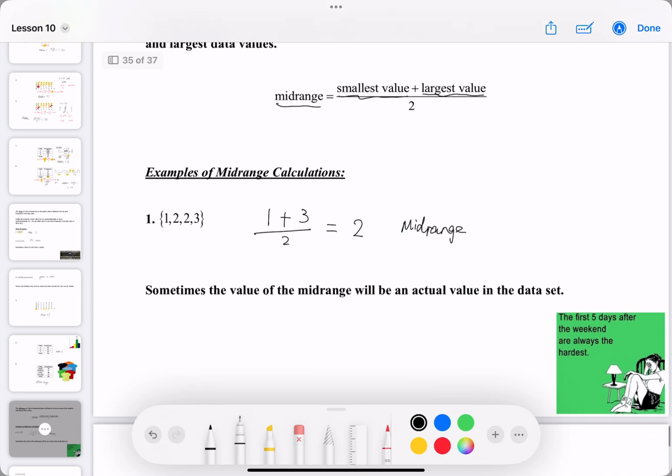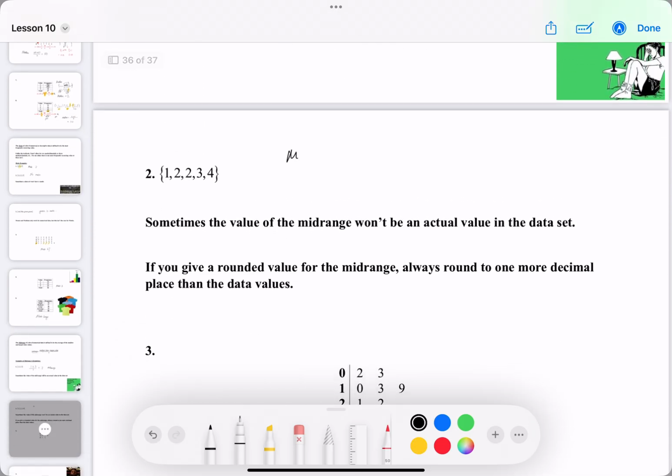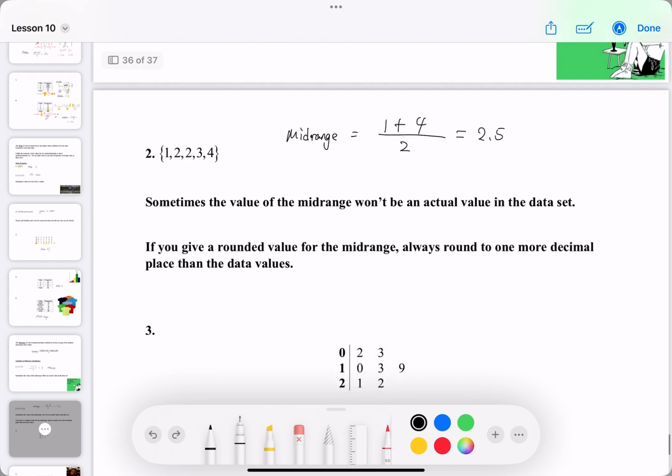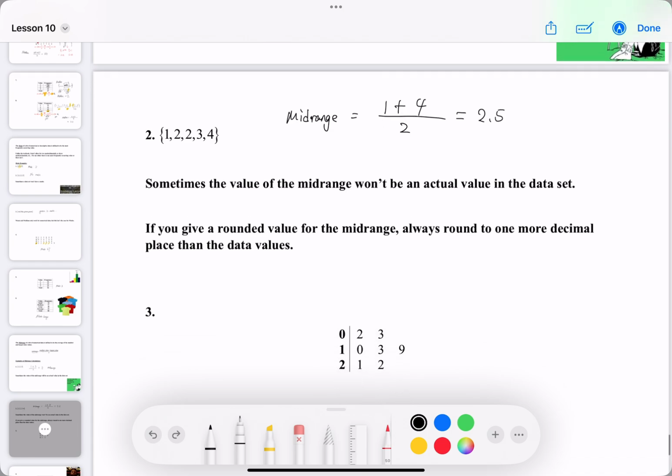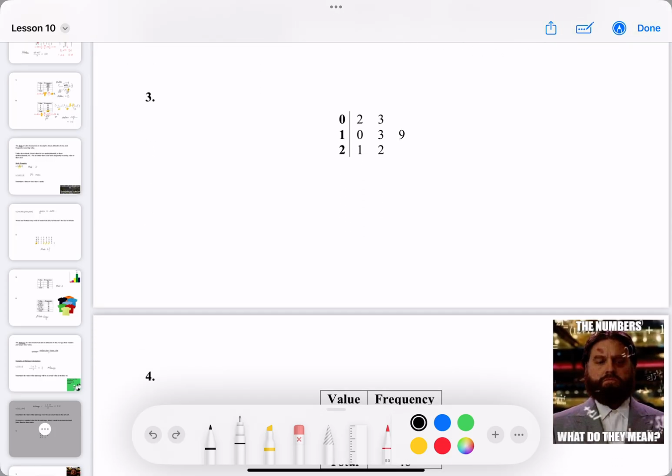Sometimes the value of the mid-range will be an actual value in the data set. Yes, this 2 is also a value in the data set, but not always. Let's see this example and find the mid-range. The formula is the smallest one plus the greatest one, divided by 2. That's 2.5. So this value is not in the data set. If you give a rounded value for the mid-range, always round to one more decimal place than the data set values.